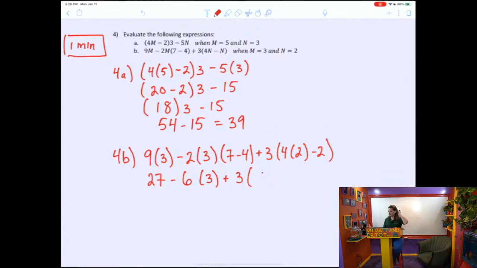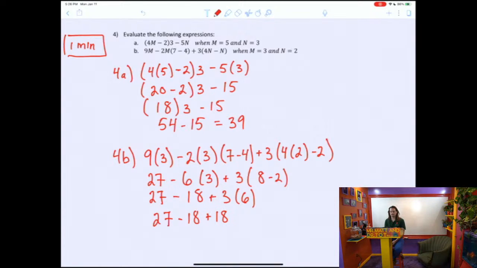Okay, so let's look at 4a and 4b. So if we substitute 5 in for m and 3 in for n in A, we're going to get 4 times 5 minus 2, quantity times 3, minus 5 times 3. Inside the parentheses, we need to do 4 times 5 first, so that's going to turn into 20 minus 2, quantity times 3, minus 5 times 3 is 15. 20 minus 2 is 18. So we're going to have 18 times 3 minus 15. 18 times 3 is 54. 54 minus 15 is going to be 39. So the answer to 4a is positive 39.